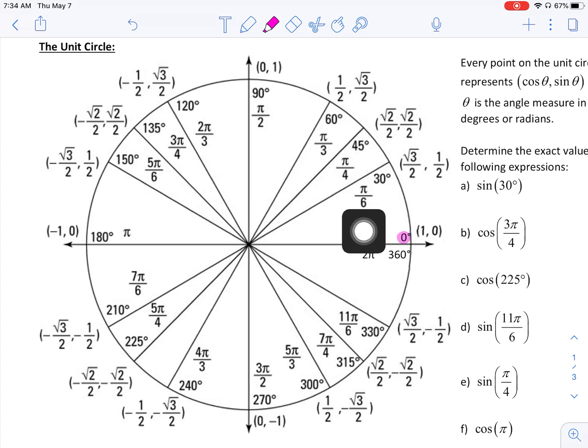30 degrees is pi over 6 radians. 45 degrees is pi over 4, and it keeps going all the way around the unit circle, okay? All the way back till you get to 360 degrees. That's 1 full revolution. That's 2 pi radians. That's also a full revolution.